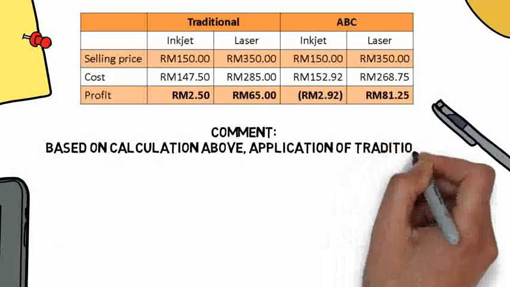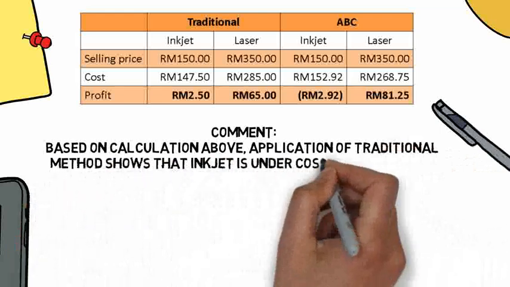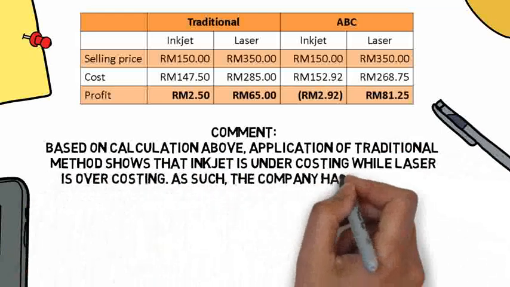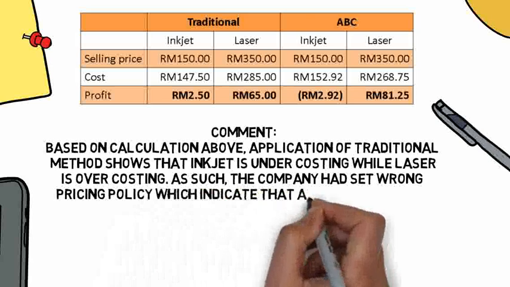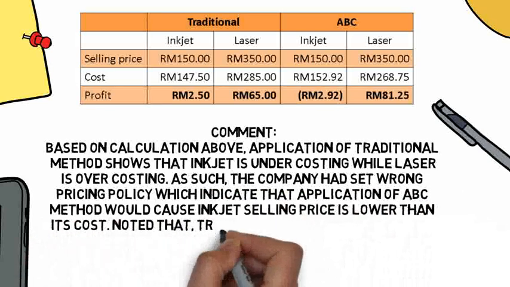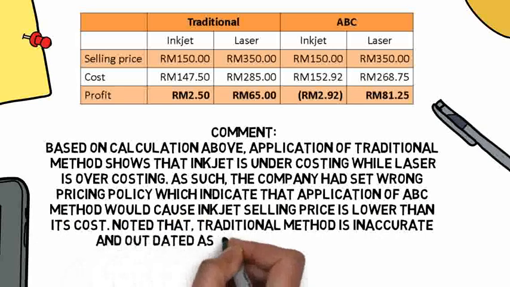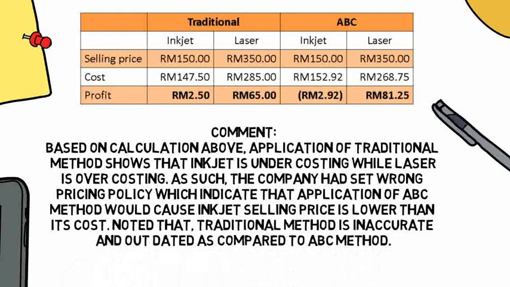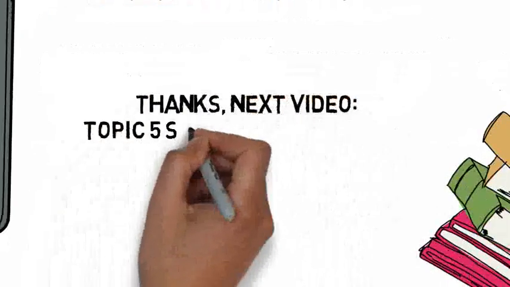Based on calculation above, application of the traditional method shows that inkjet is under costing, while laser is over costing. As such, the company had set a wrong pricing policy, which indicates that application of ABC method would show inkjet selling price is lower than its cost. Noted, the traditional method is inaccurate and outdated as compared to ABC method.